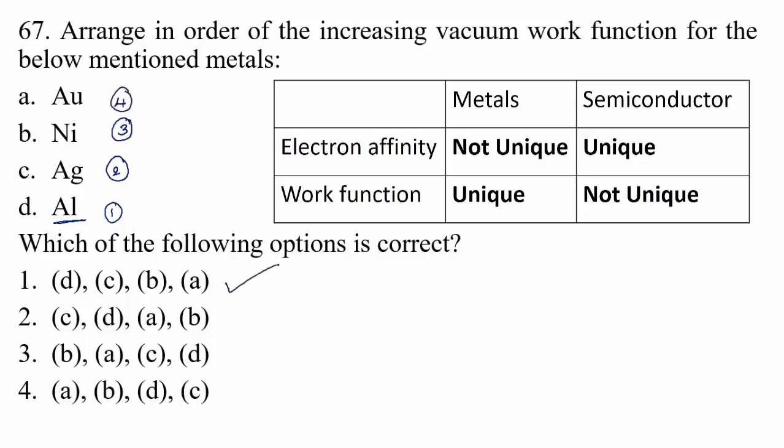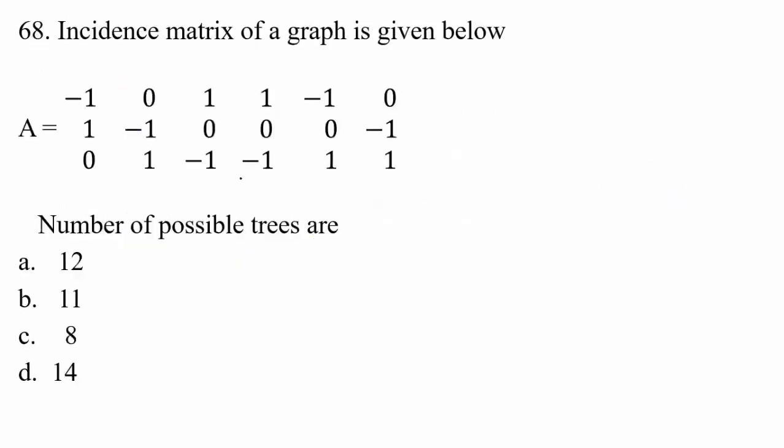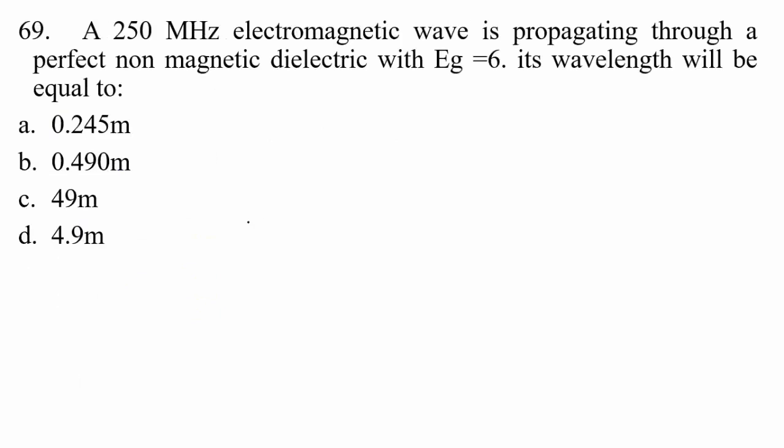So the corresponding option that is going to follow is option 1 is correct. 68th question, inside this matrix of a graph is given by, so they have given the matrix A equals to, the matrix what they have given is something like this. Number of possible trees are given by, so the answer is option B.